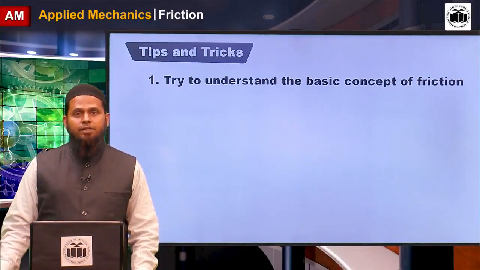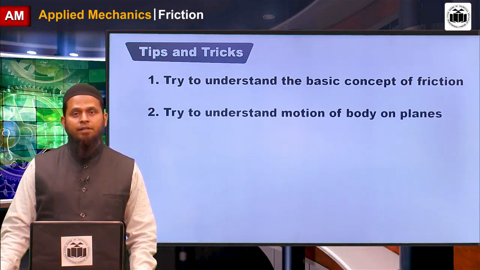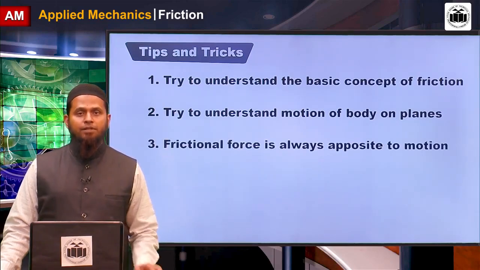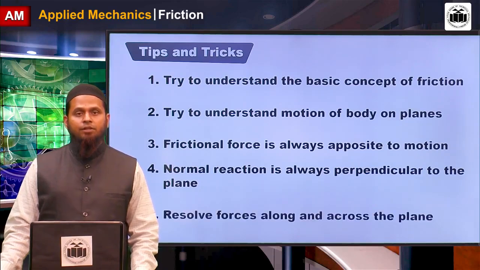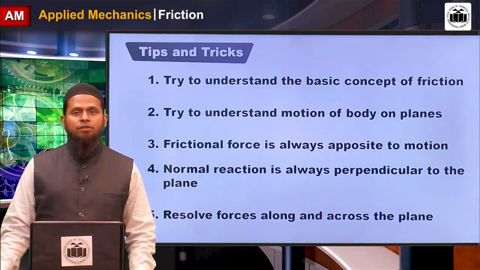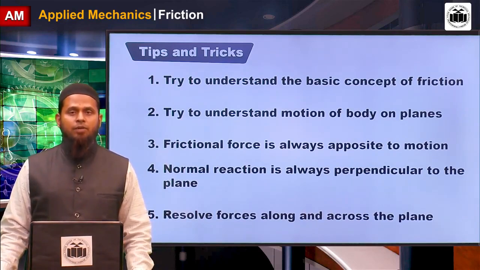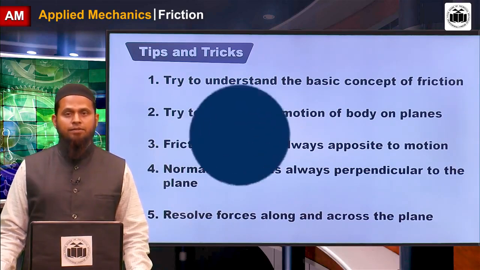Firstly, try to understand the basic concept of friction. Secondly, try to understand the motion of the body on the planes. Remember that frictional force is always opposite to the motion and normal reaction is always perpendicular to the plane. Resolve the force along and across the plane only. Along the plane is your x-axis, across the plane is your y-axis.